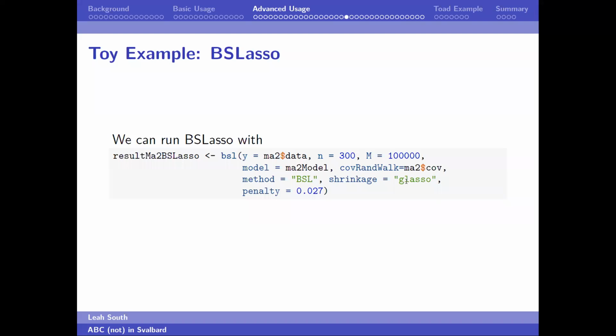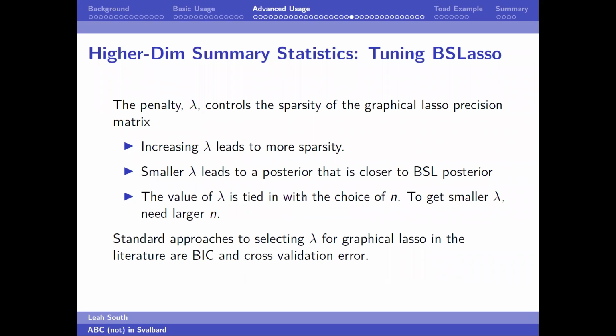Again, running this is relatively simple. The rest of the code is the same, except now we've got shrinkage equals lasso for graphical lasso, and we've got a penalty. I'll talk a little more in a second about how you can tune that penalty. The penalty controls the sparsity. A higher penalty leads to more sparse approximations. So we need to tune this value of lambda, and that's also going to depend on our number of simulated data sets. If we have a higher number of simulated data sets, we don't need as much sparsity.